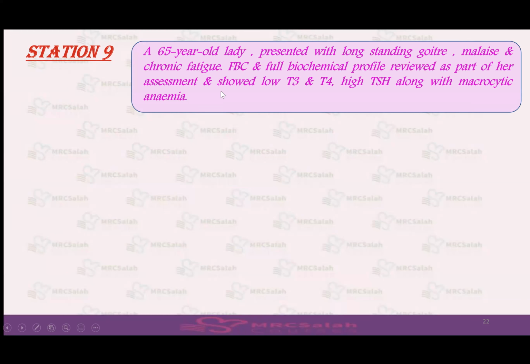Okay, so Dr. Mansour and Dr. Saeed, your station is a 65-year-old lady presented with long-standing goiter, malaise, and chronic fatigue. Her full blood count and full biochemical profile were reviewed as part of her assessment and showed low T3 and T4, high TSH along with macrocytic anemia. By the way, this station came yesterday in Penang.